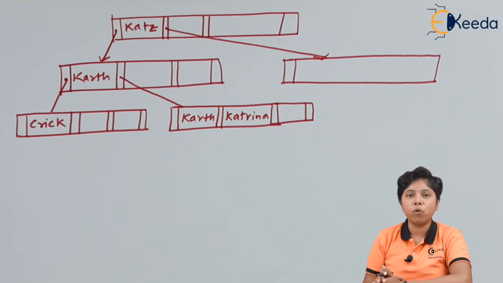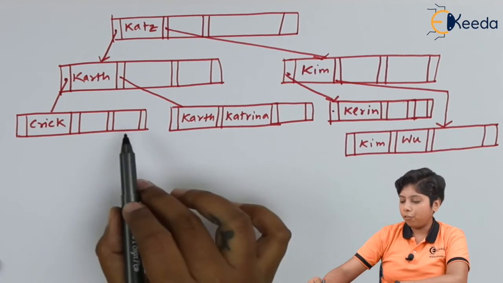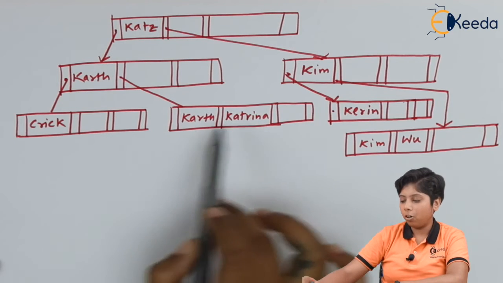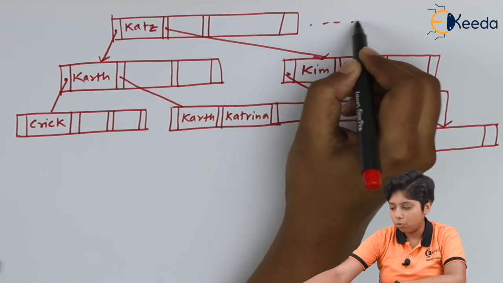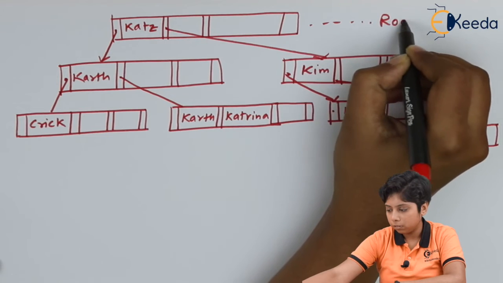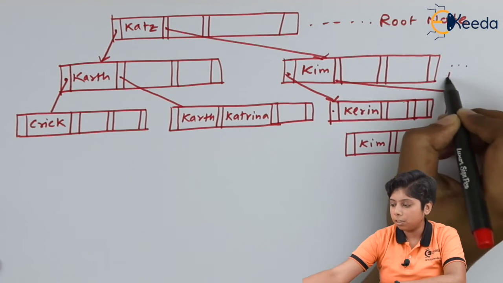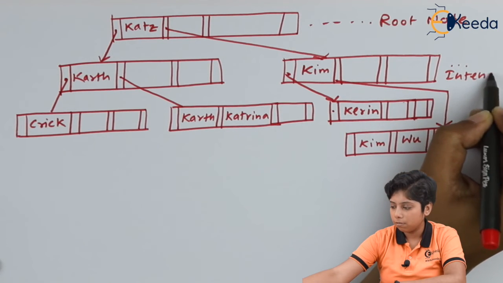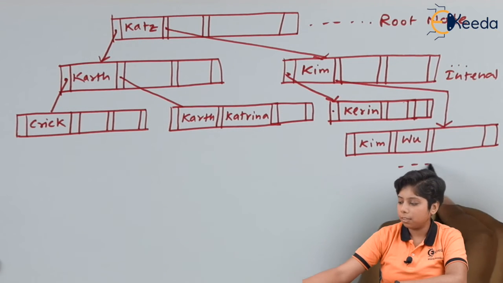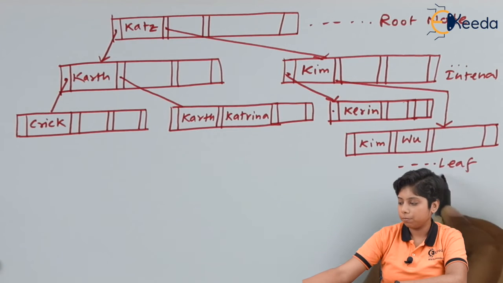For Karin, Wu and Kim also, to maintain the balance, we need to put Kim in the middle so that we have Karin on the left child and Wu and Kim as the right one. Now see, all these leaf nodes are at the same level, and this is the root node. These are some internal nodes and these are some leaf nodes.